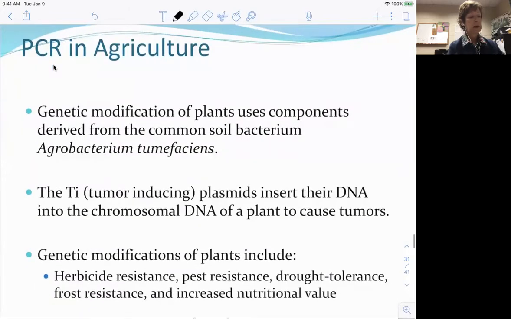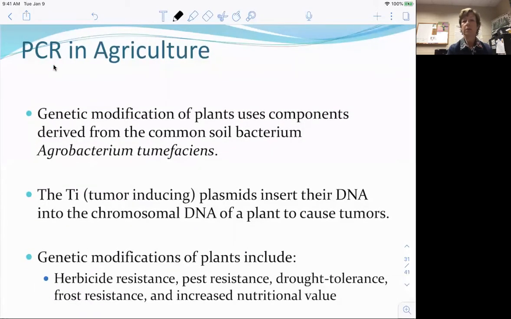So another application of PCR is used in agriculture. We have many organisms that have been modified through genetic modification. And that modification we'll talk about a little bit later, but it usually involves the soil bacterium Agrobacterium tumefaciens. And this invades a variety of plants and causes crown gall. It carries a plasmid called the Ti, or tumor-inducing plasmid. And so that plasmid's been engineered to contain specific genes that can then incorporate into the plant tissue and give it some new trait.